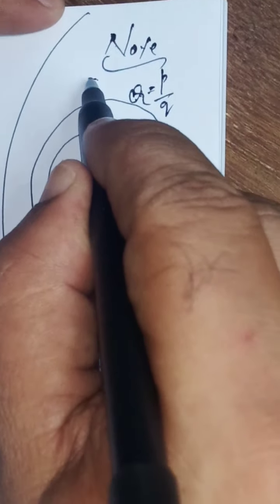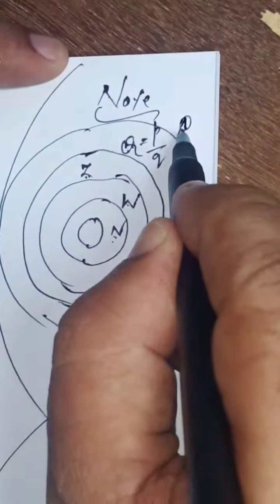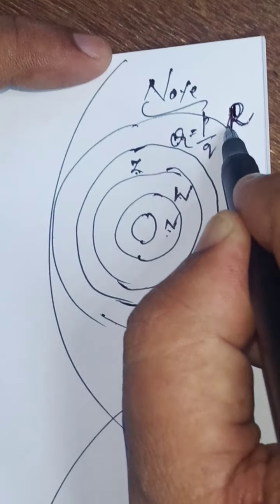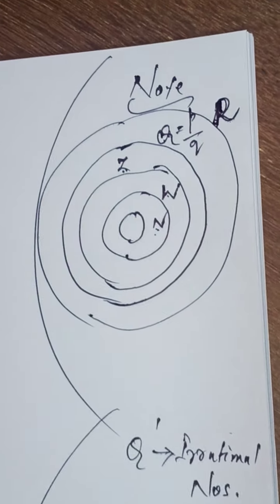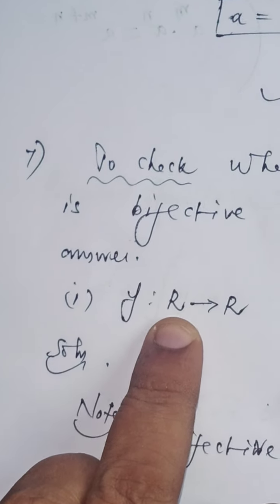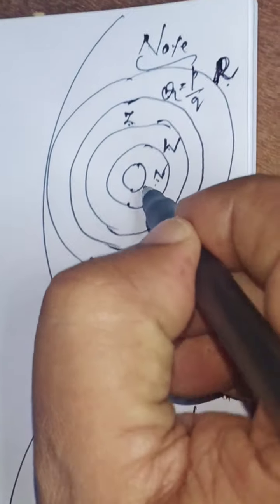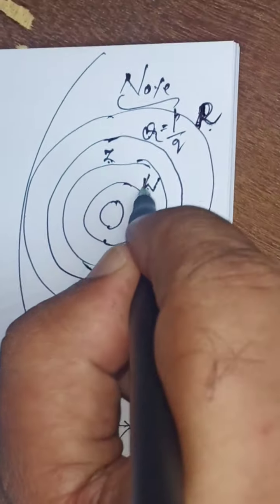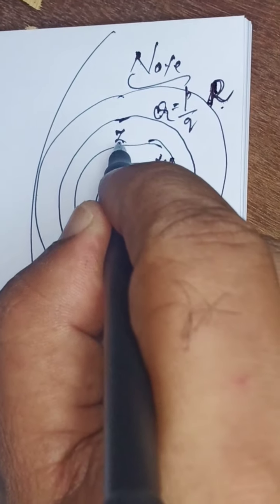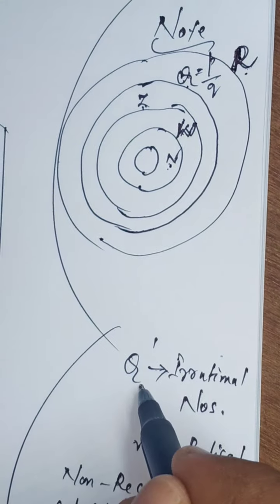Next one, the set of all real numbers, represented by the letter R. Here you are given R to R. Capital R represents the set of all real numbers. So real numbers is a superset of all the numbers. What are all the numbers? Natural numbers, whole numbers, integers, rational, irrational.